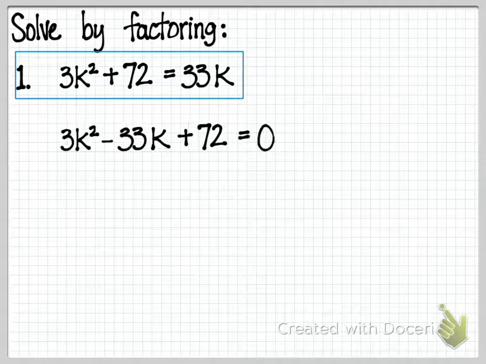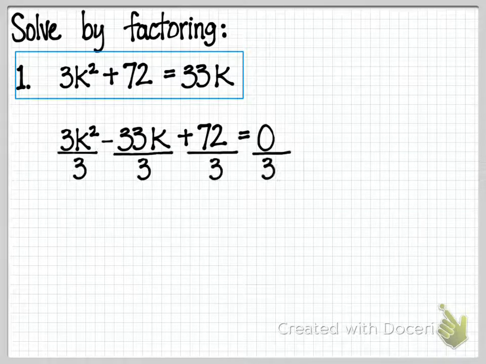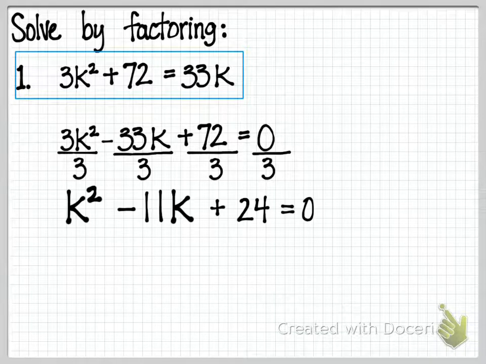Step number 1 is get it into standard form, meaning make it equal to 0. Next, simplify as much as possible. Always factor out and divide out any common factors of all the terms. Now I've got k squared minus 11k plus 24.